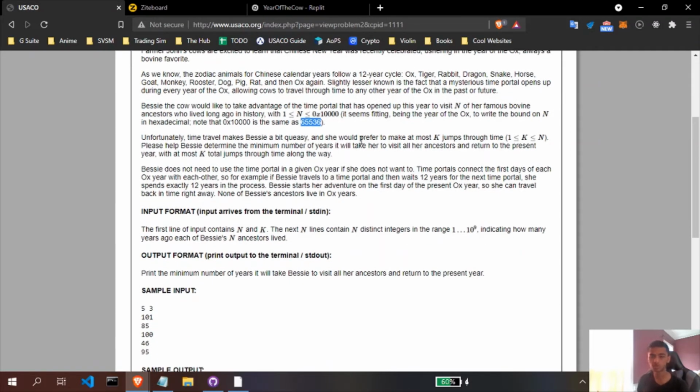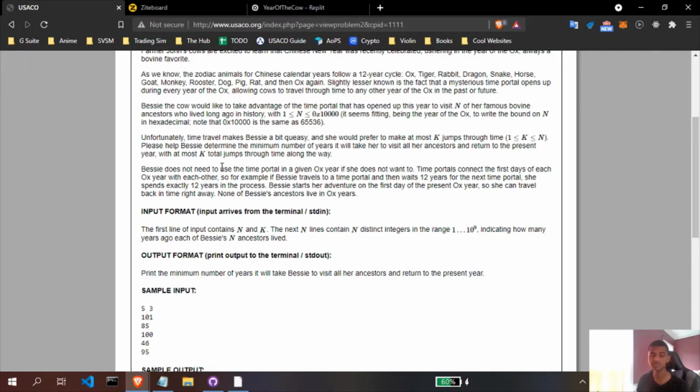She can also jump forward. So for example, she can jump from year 36 in the past, to year 24 in the past, or year 12 in the past. However, the time travel makes Bessie a bit queasy, so she would prefer at most k jumps through time. So we're asked to determine the minimum number of years it will take to visit all of our ancestors and then return to the present year, with at most k total jumps along the way.